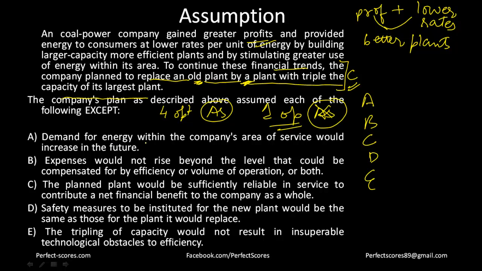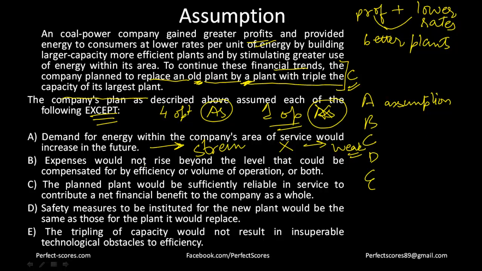It says demand for energy within the company's area of service would increase. Now if this option is correct, it would strengthen the argument. And if you take the negation of this option, it would weaken it. That means A is an assumption. So there's no need to cross out because it's an except question, and in except questions never cross out. Always write down what your answer option is doing for the argument, so that at the end you can find out the odd man out.